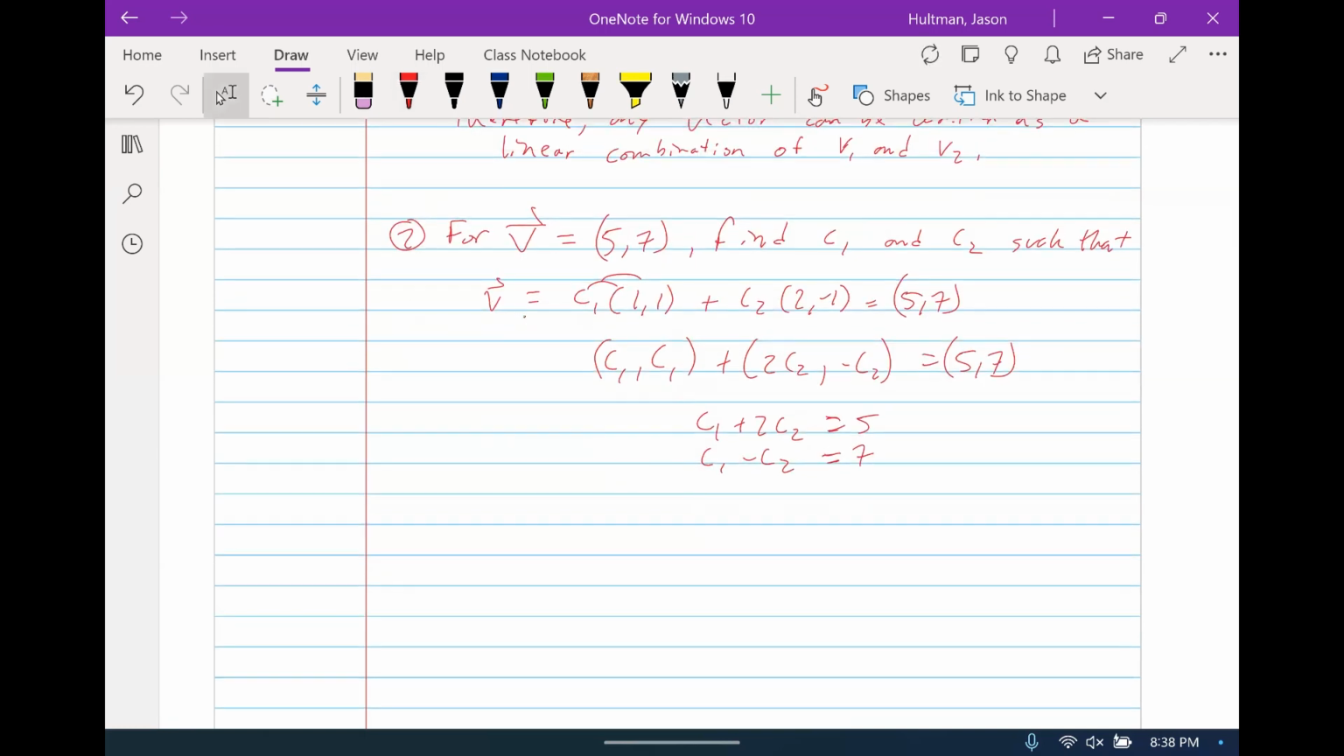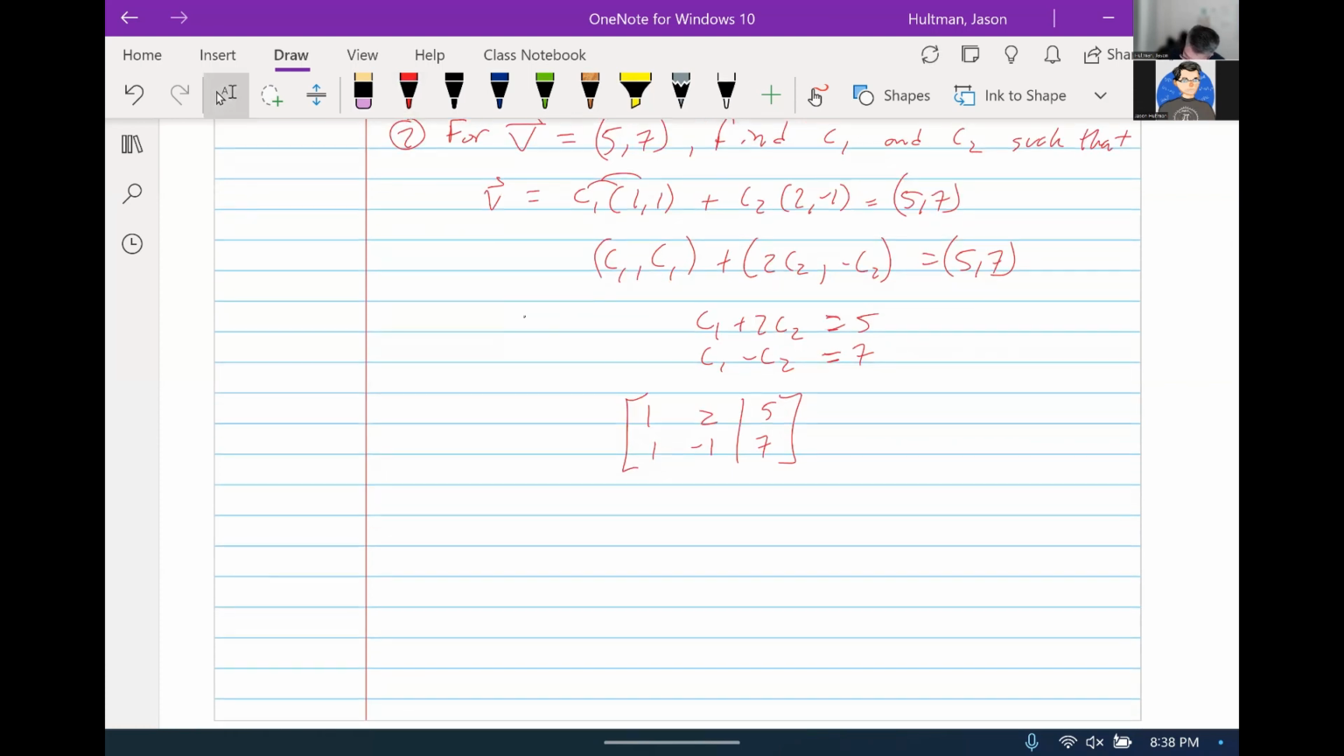I can put this as a matrix, and then solve it using an augmented matrix. So let's go ahead and do that. This is 1, 2, 1, negative 1, augmented 5 and 7. If I can get this into reduced row echelon form, then I can solve for C1 and C2. So let's go ahead and do that. I'm going to move this over.